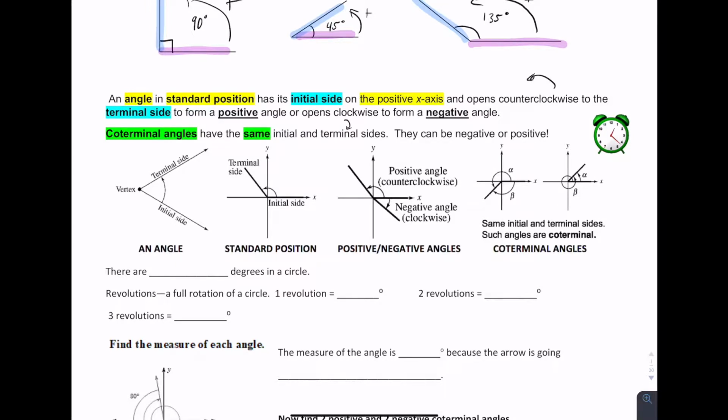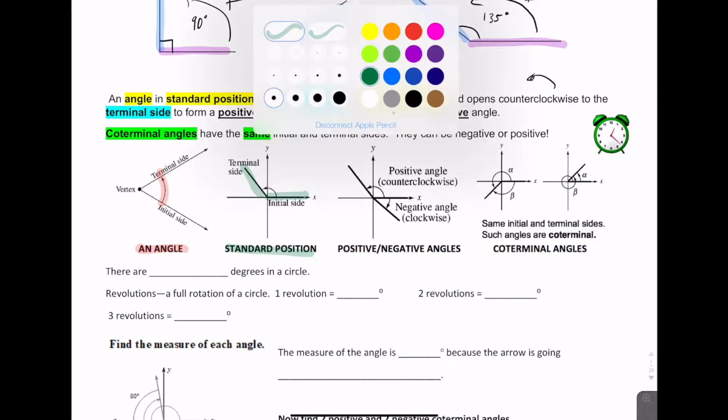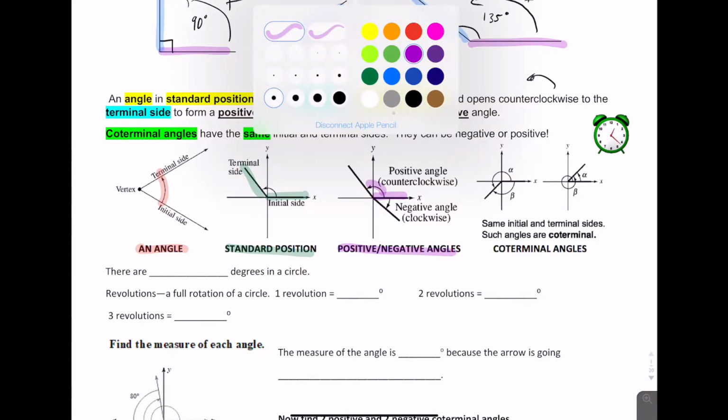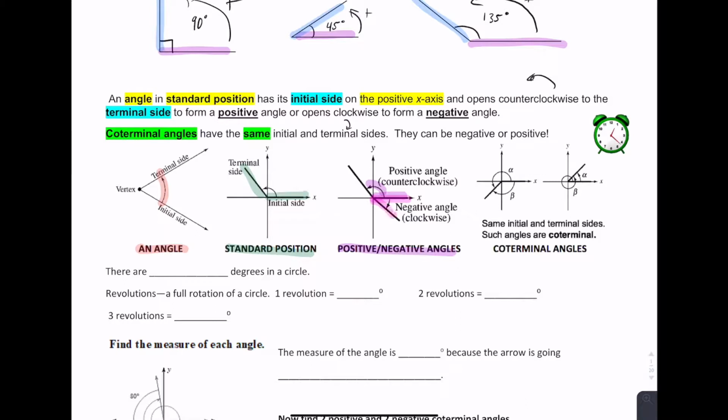So here's an angle. So this is just a very standard angle. An angle just does a thing, starts and ends somewhere. Standard position, which I'll do in green, means it starts here, ends there. Then here you have your positives and negative versions, so I'll do those in purple. So positive is that it went this way, and then your negative is that it went the opposite way, clockwise.